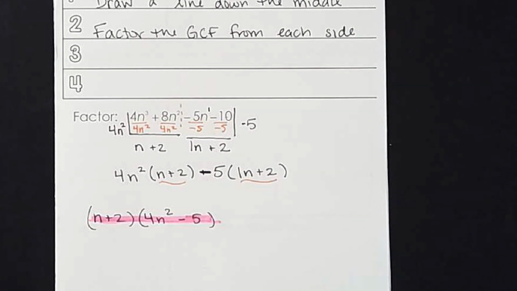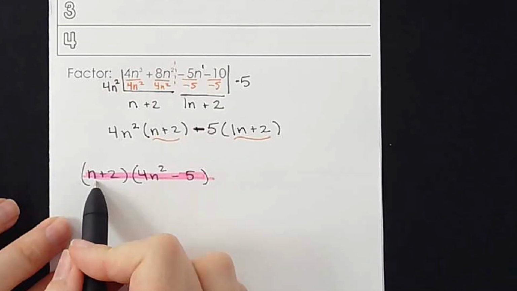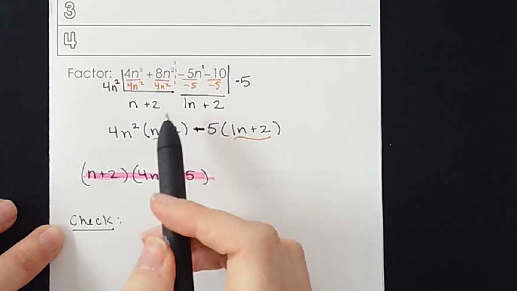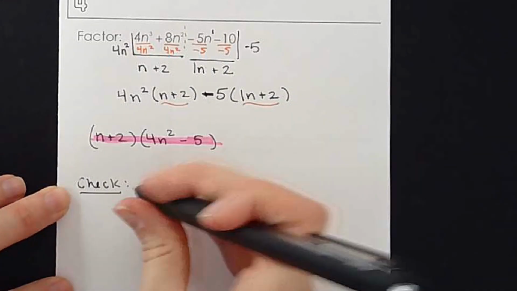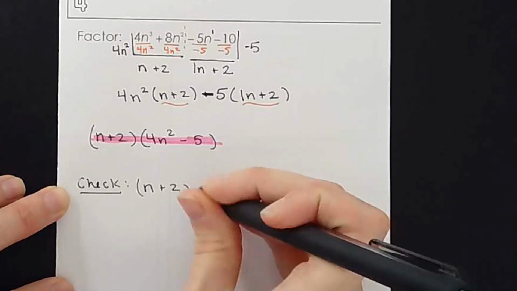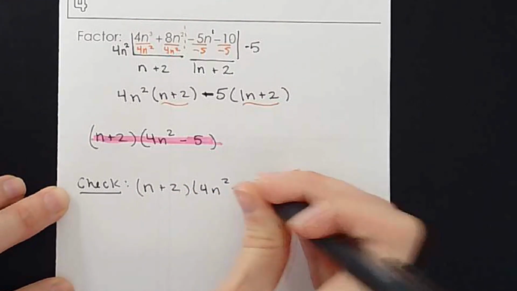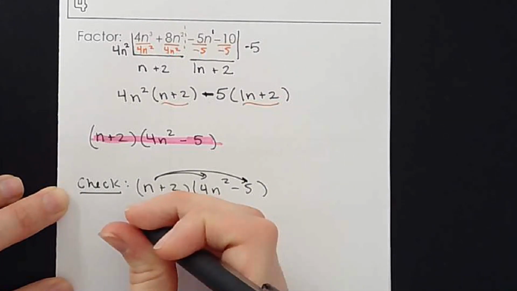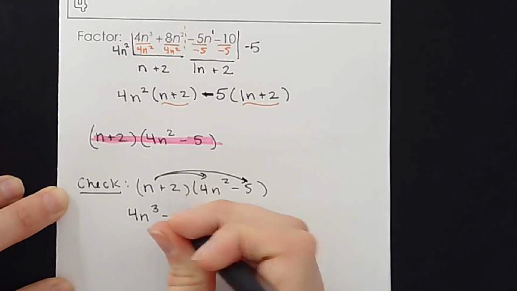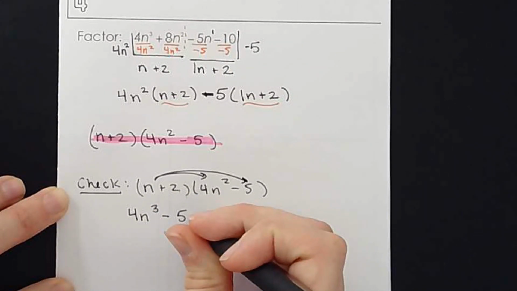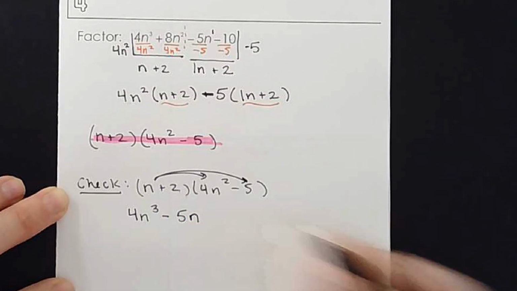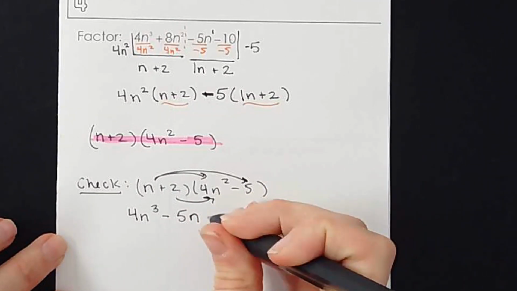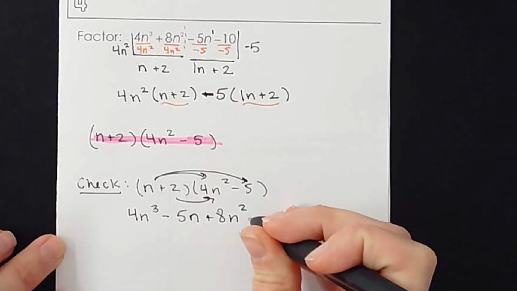If I check my answer, when I multiply these two binomials together, I should arrive back at the polynomial I started with. So if I multiply n plus 2 times 4n squared minus 5. So I distribute an n to both terms. So that gives me 4n to the third power minus 5n. If I distribute a 2 to both terms, I end up with an 8n squared and a negative 10.